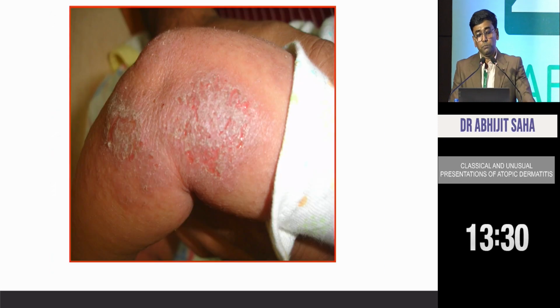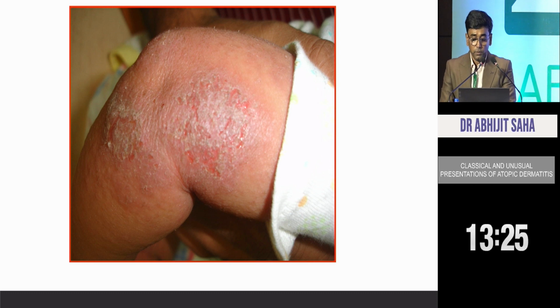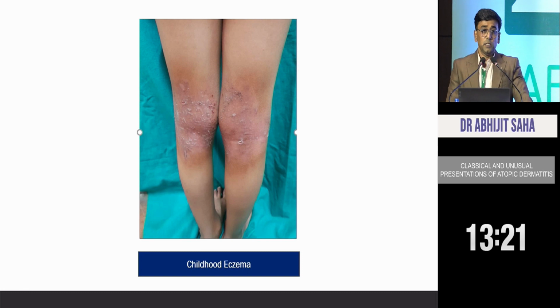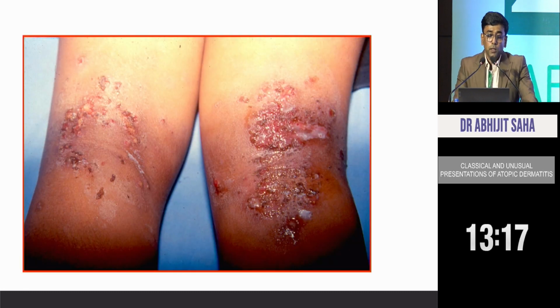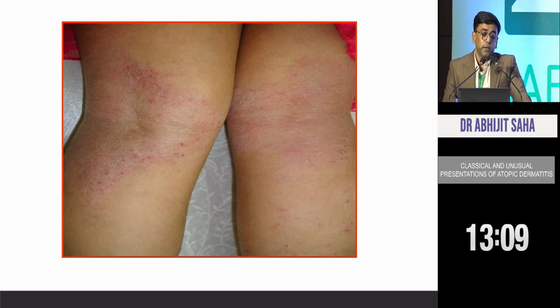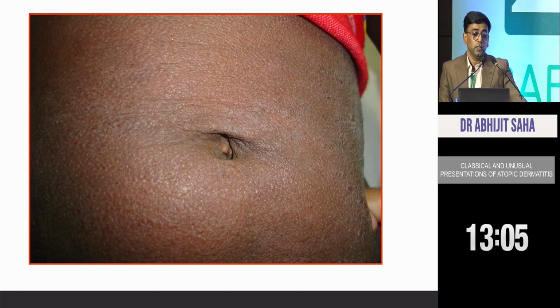Again, infantile eczema involving the extensor aspect of the extremity of a baby. This is the classical presentation of childhood eczema involving the flexure. Again, if we want to categorize different types of eczema, it could be acute weeping, oozing eczema like this, or it could be a bit drier, erythematous and scaly, and in extreme cases, it could be a lichenified one.